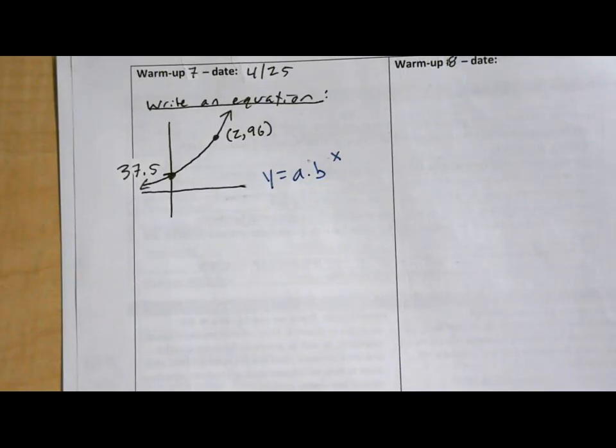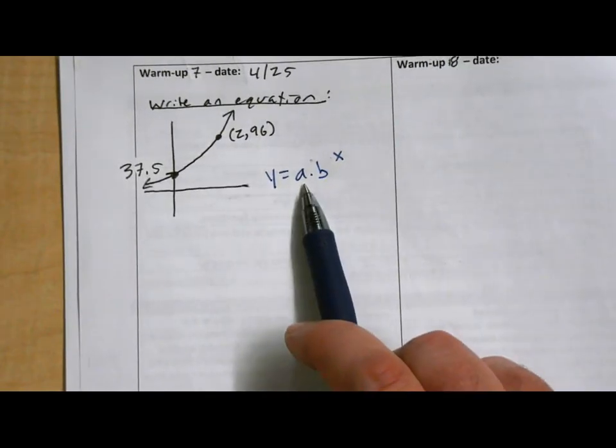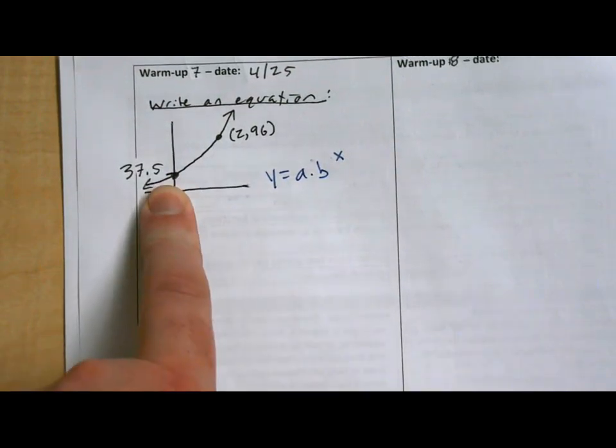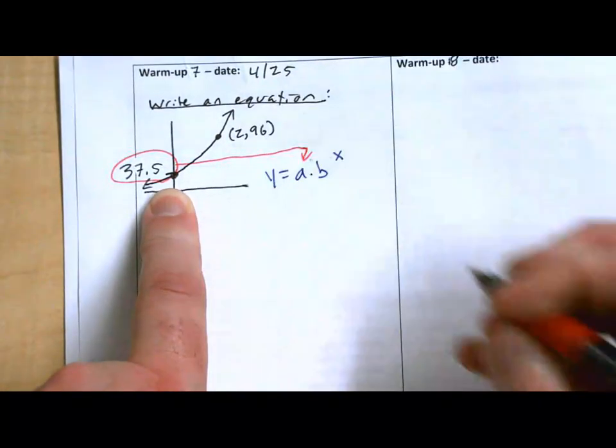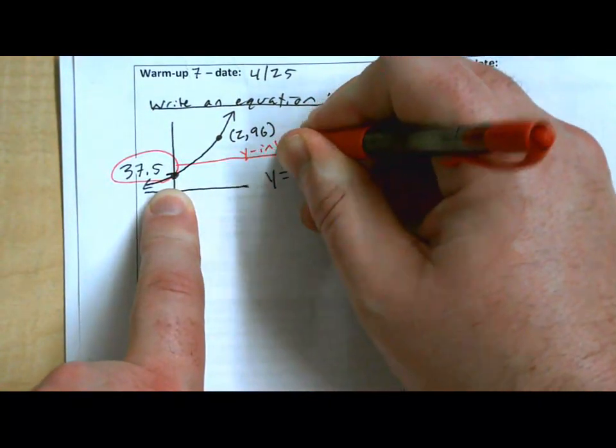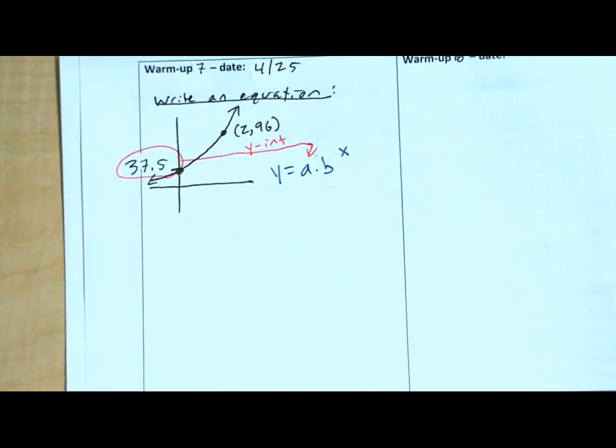Help me out. How do I find A by looking at a graph? Where do I see A on the graph? The y-intercept. A is the y-intercept. This is 37.5. That's my y-intercept. That's going right there. A is always going to be your y-intercept. You're going to see that on your work today, so keep an eye out for that.